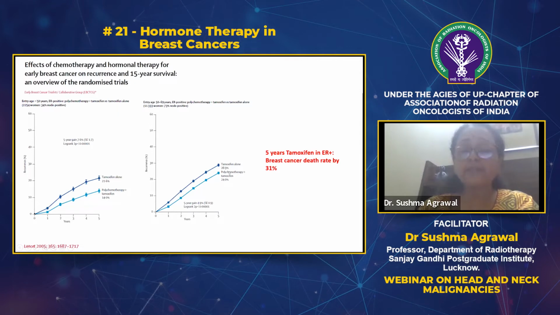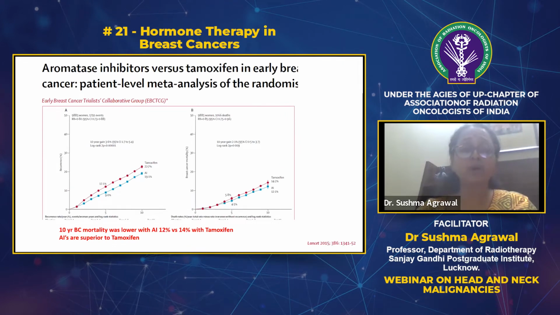Here the addition of chemotherapy decreases the recurrence rate further only by 4%. So why add the morbidity of chemotherapy in postmenopausal women? So what do we understand from this slide? That tamoxifen works more in premenopausal women, and the benefit of addition of chemotherapy is also more in premenopausal women. Now, coming to the benefit of aromatase inhibitors versus tamoxifen in early breast cancer.